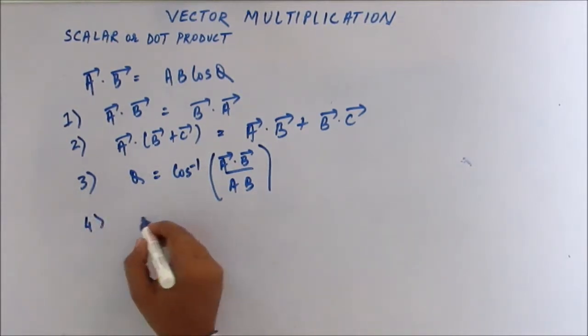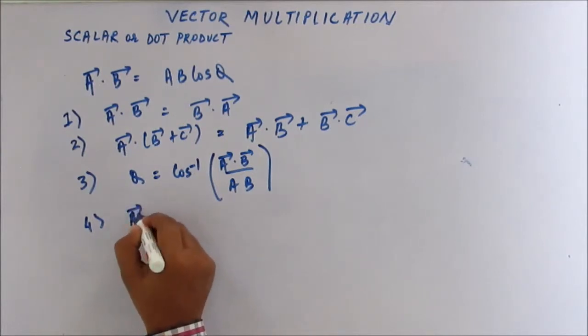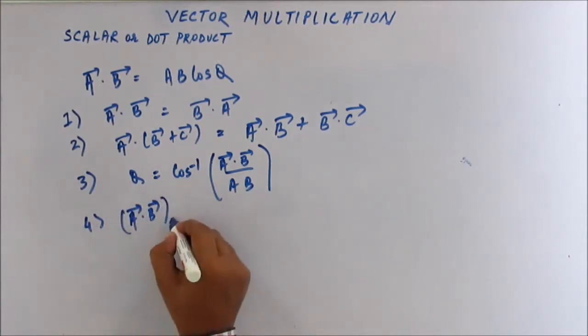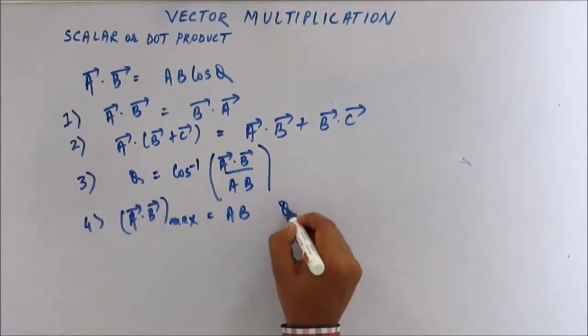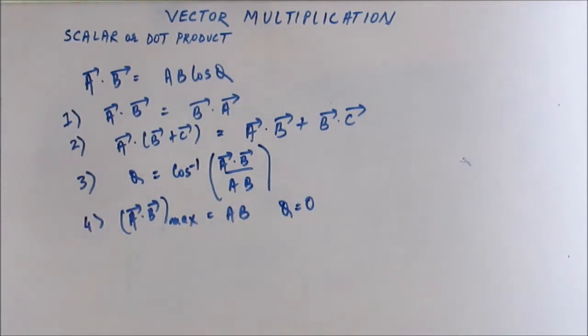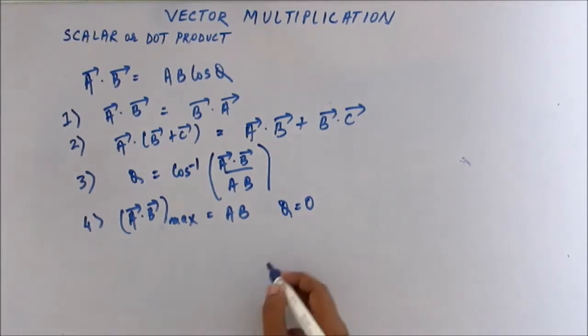But moving on to the fourth observation, the maximum value of A vector dot B vector is A into B. That happens when theta is equal to 0. When the vectors are parallel, their dot product is maximum. We're going to study another kind of product called a vector product. This is the scalar product; we're going to study another kind of multiplication, which will be the vector product, and that will be 0 when the vectors are parallel. So you have to keep a watch here that in the case of scalar product or dot product, the product is maximum when the vectors are parallel.